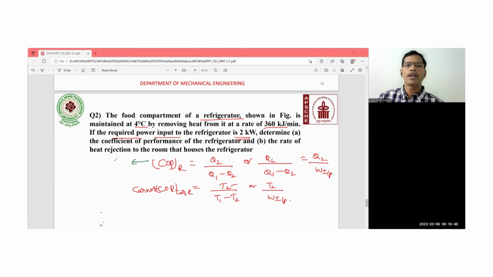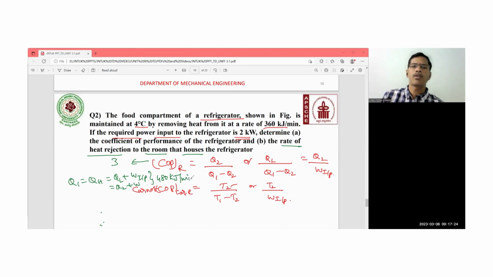You will get the COP of the refrigerator as 3. And the other one is the rate of heat rejection to the room that houses the refrigerator, right? That is Q1, which is equal to QH. QH is equal to QL plus work input, which is equal to Q2 plus W. From this, the answer is 480 kilojoule per minute. So this is the answer. Try to check it from your end. The unit is kilojoule per minute, because this Q1 is already removing the heat.